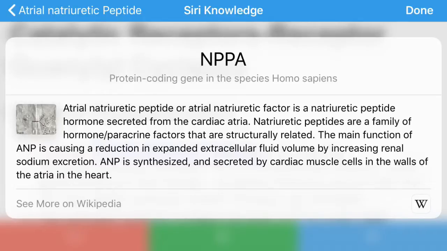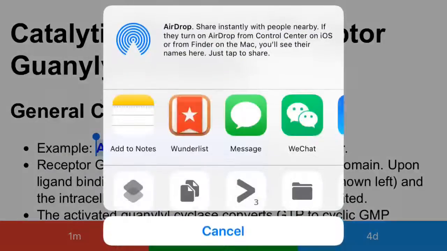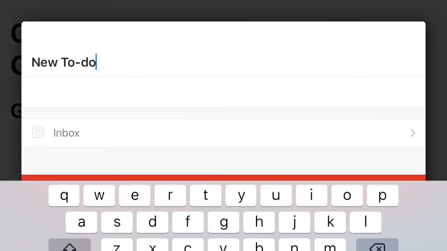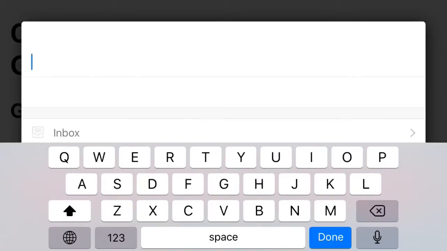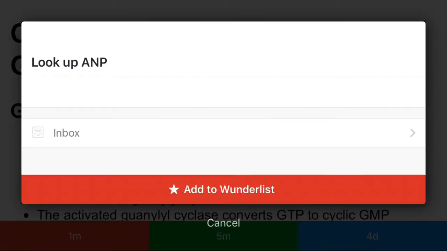Maybe this is a response to blood pressure? I still don't entirely understand this. Okay, we'll have to look into this more later. Share, make a reminder, please. I guess. Look up. Oops. Getting ahead of myself.